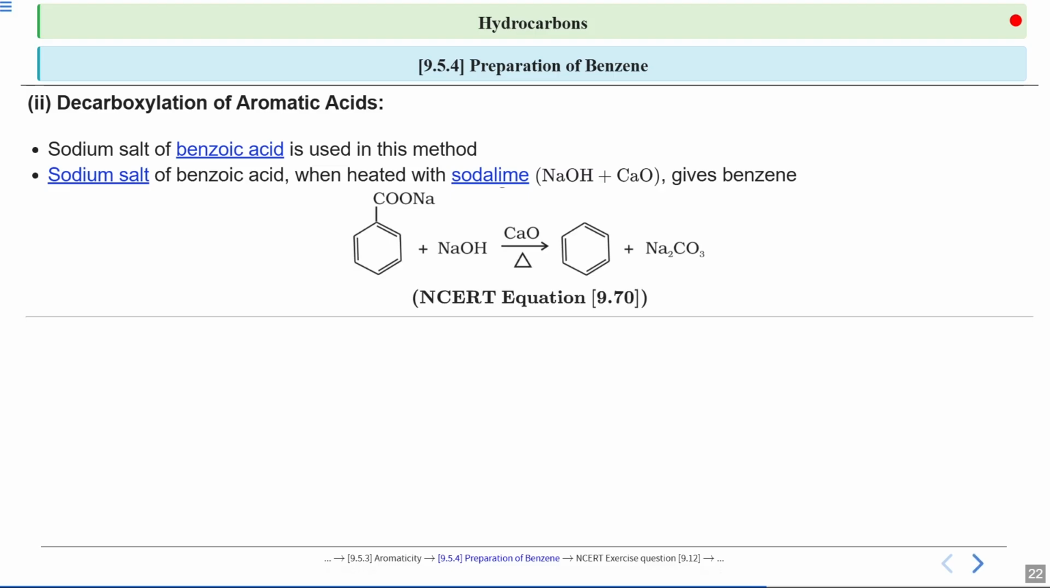So here you can see the chemical equation as well. You can see that the sodium salt of benzoic acid is heated with sodium hydroxide at higher temperature with calcium oxide, which together is named soda lime. Now, next, if we heat it, we'll get benzene and sodium carbonate. Got it? I hope this is clear to you.